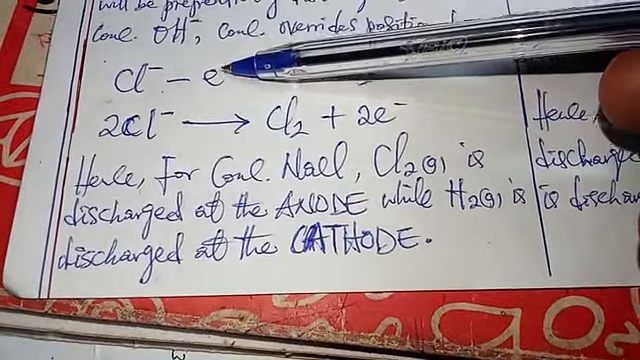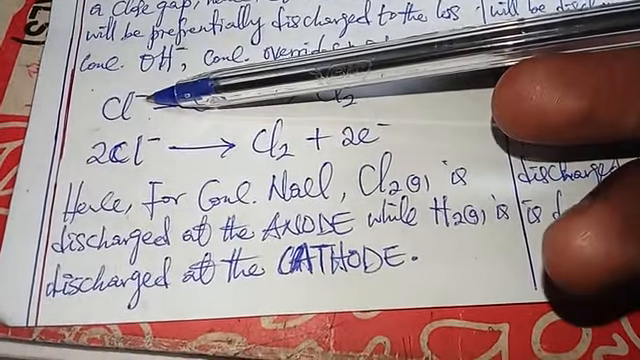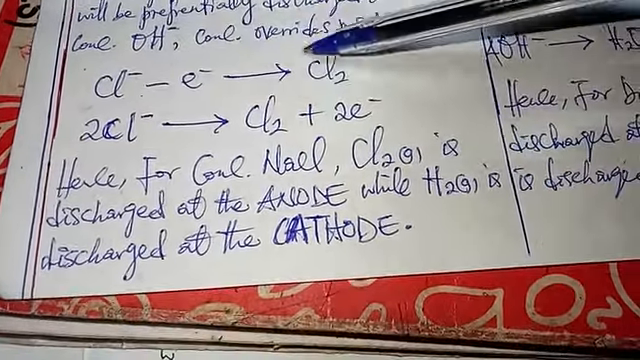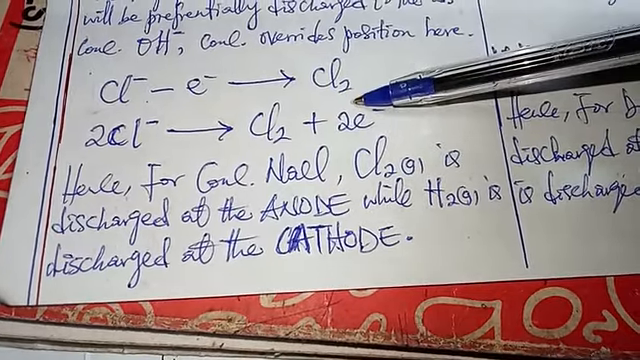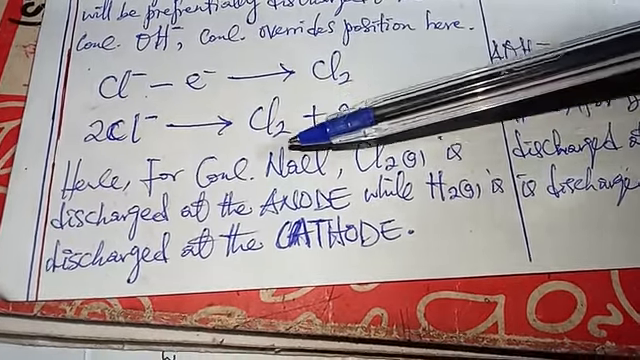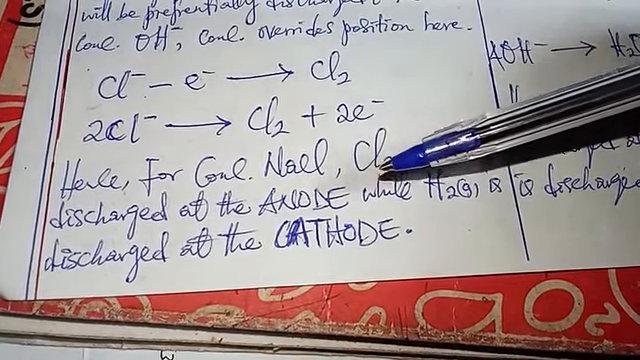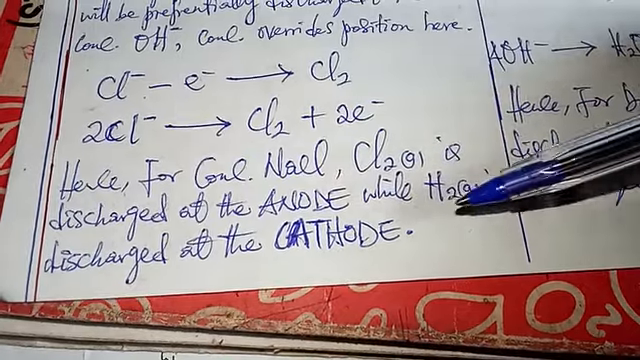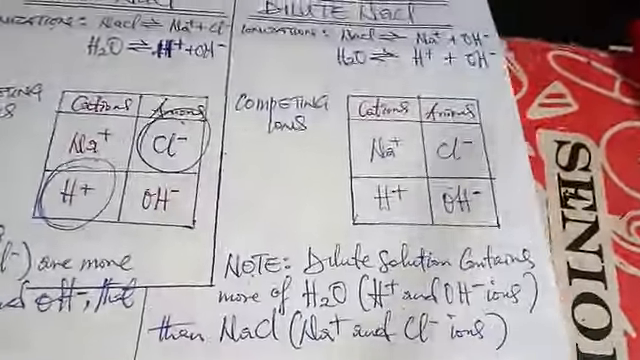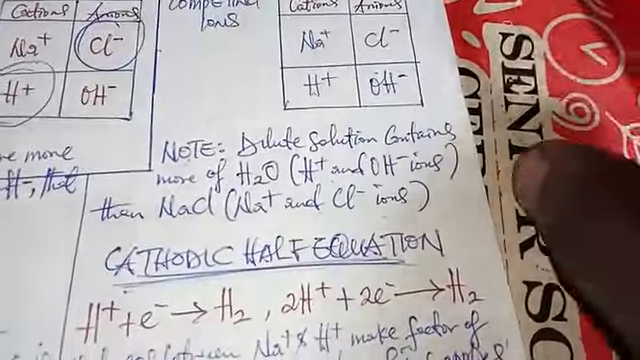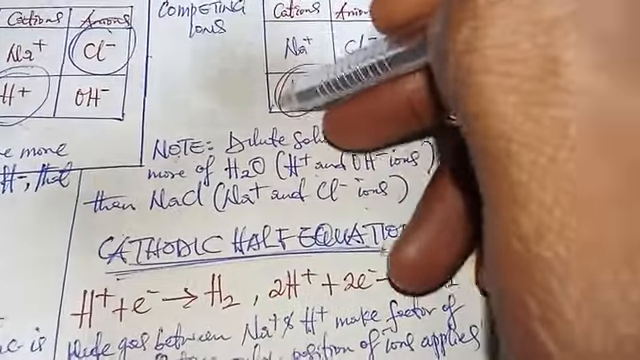Chloride ion is going to gain the number of electrons proportional to its valency. So it will now be discharged as chlorine gas. So hence for concentrated sodium chloride, chlorine gas is discharged at the anode, while hydrogen gas is discharged at the cathode. As we move to the dilute aspect, we have said that hydrogen gas will be discharged.